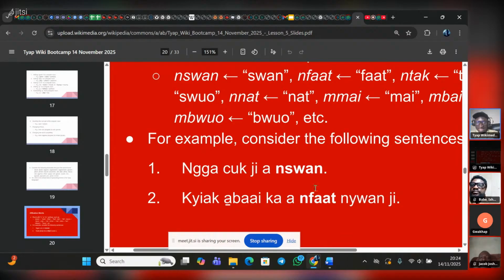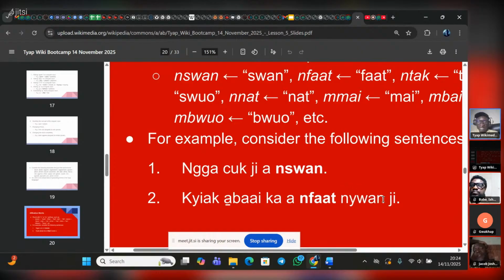That is, take the knife and slaughter the chicken. Kyak is to carry, abaika is the knife, a is you, mufat is with which you slaughter. Yuanji is the chicken. So you can also say Kyak Abaika Afad Yuanji. That's take the knife and slaughter the chicken.